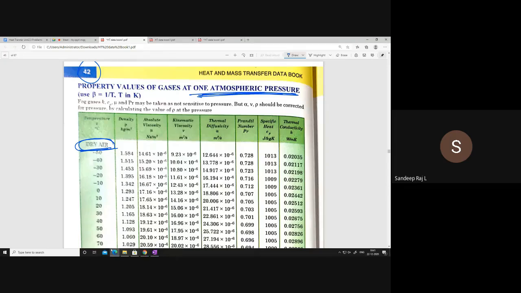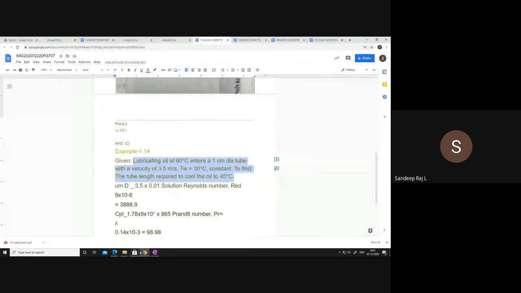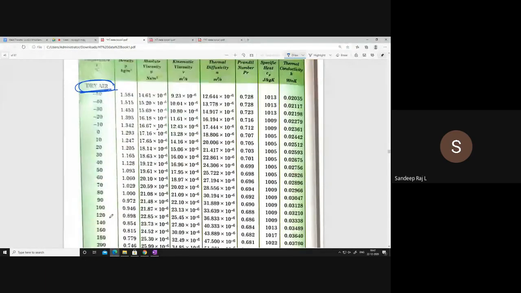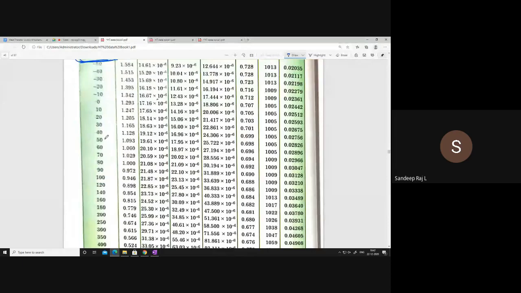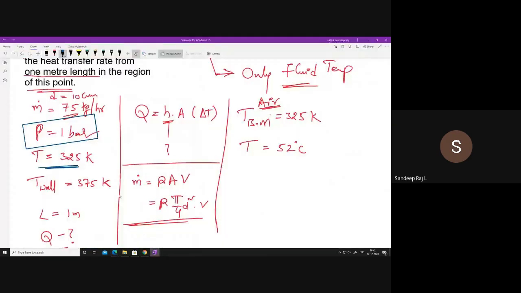So what is our temperature here in the question? Bulk mean is 52. For this problem, you have it in the data book for 50 and 60. So 52 is in between these two. So make use of these values to find out the mu value. The mu value is given in the second column here. So you have to make use of these two values and calculate it.